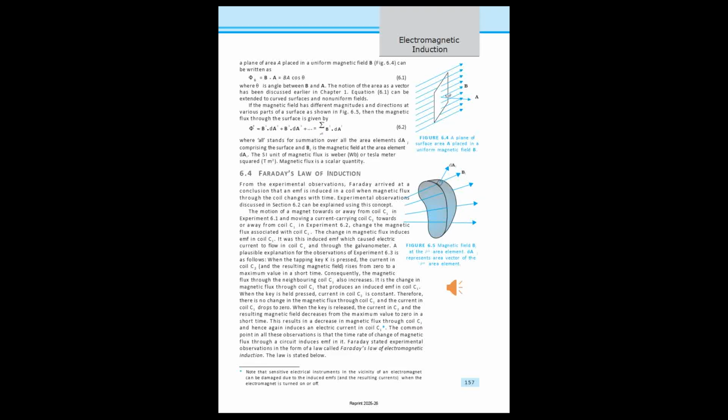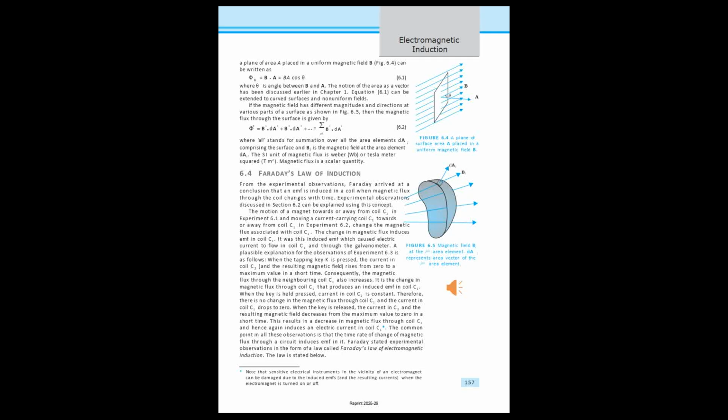The motion of a magnet towards or away from coil C1 in experiment 6.1, and moving a current carrying coil C2 towards or away from coil C1 in experiment 6.2, change the magnetic flux associated with coil C1. The change in magnetic flux induces EMF in coil C1. It was this induced EMF which caused electric current to flow in coil C1 and through the galvanometer.